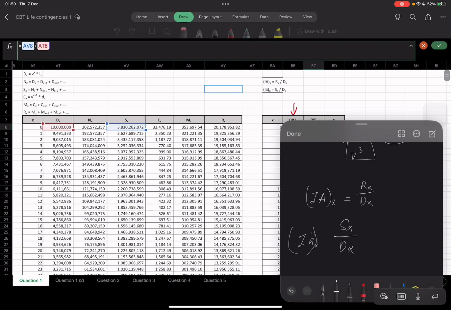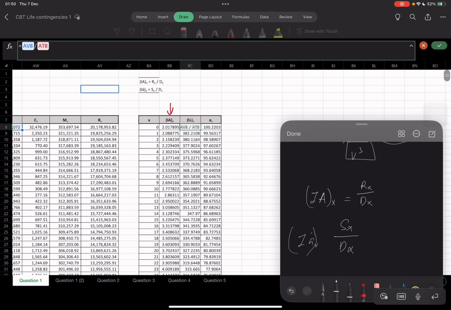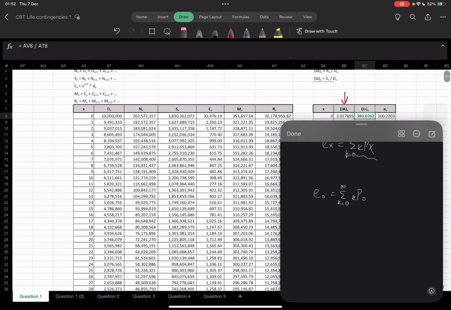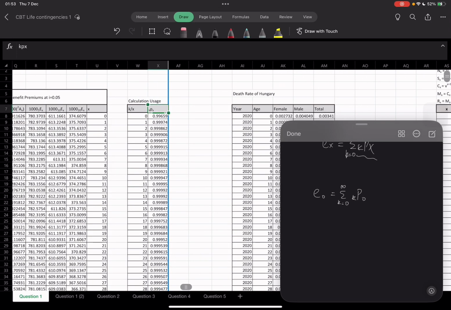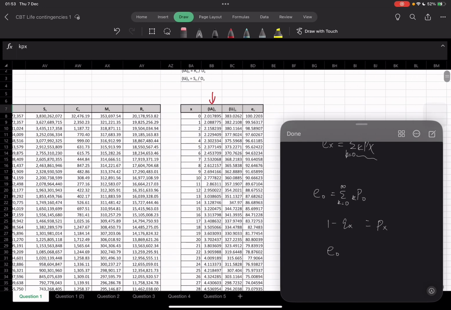Basically, just divide Sx and dx, the blue column with the red column, with the red box. From here, we can obtain E0 by summing everything. By summing everything until the end, we have Kp0, Kpx here. We sum everything, and we can obtain Kpx from y minus Qx. After we sum everything, we obtain E0.